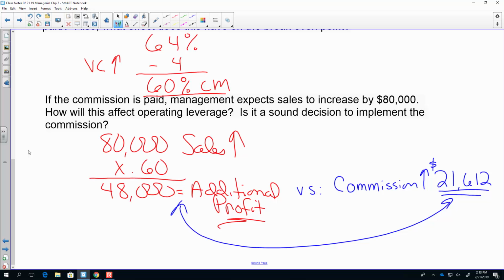I'm going to stop there. I'm not going to talk about the new operating leverage. I'm just going to stop at this point. So it looks like it is a good decision to make. I don't need the DOL to do this decision.